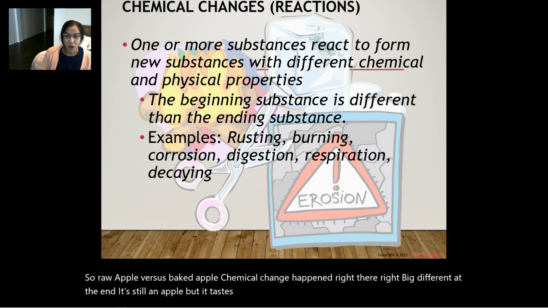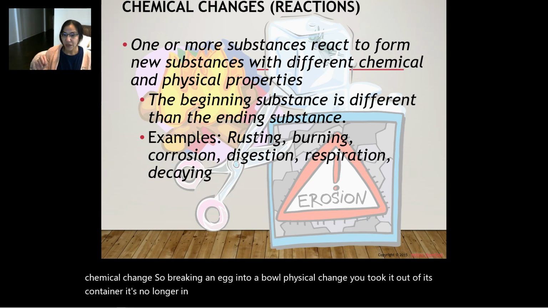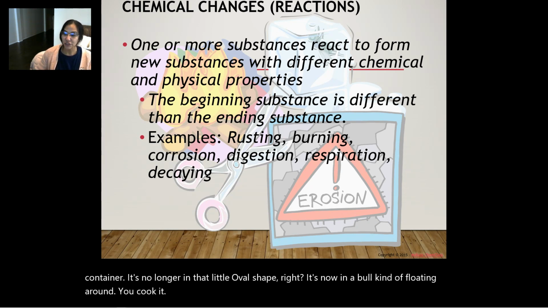An egg, a raw egg versus a cooked egg, that's a chemical change. So breaking an egg into a bowl, physical change. You took it out of its container. It's no longer in that little oval shape, right? It's now in a bowl kind of floating around. Then you cook it, chemical change.